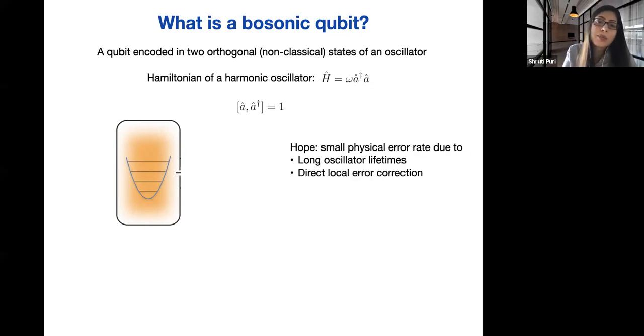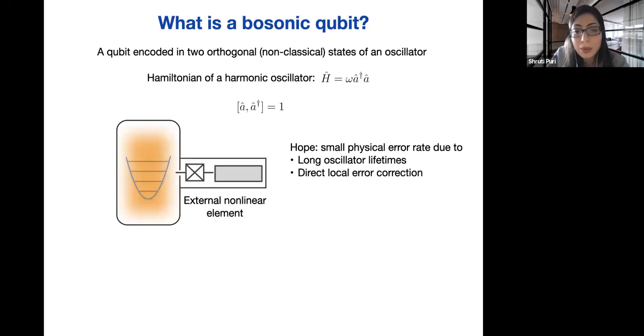So why do we want to make a bosonic qubit? Because typically the lifetime of the oscillators is larger than the lifetime of the qubits themselves. This is especially true in superconducting circuits. The lifetime of your microwave cavities can be several orders of magnitude larger than the lifetime of a transmon qubit, for example. Also, you can do some local error correction on this. So this is, for example, the concept behind GKP codes.